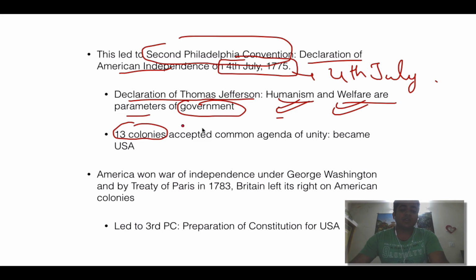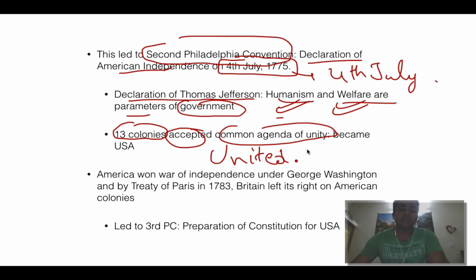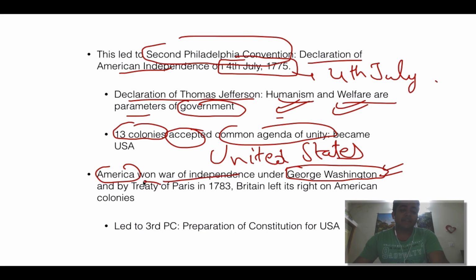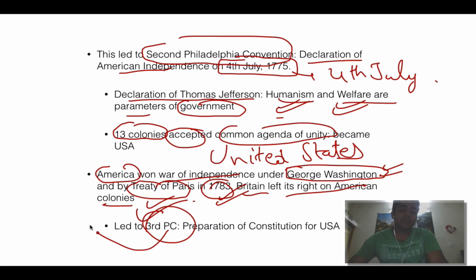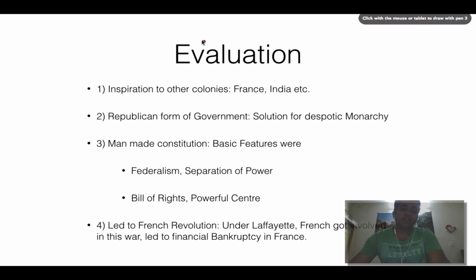So what happened? The 13 colonies accepted the common agenda of unity and became what is today known as the United States. Then America won the War of Independence, obviously under Sir George Washington, by the Treaty of Paris in 1783. Britain gave up its rights over the American colonies. So they actually became independent on this date. This led to the Third Philadelphia Convention. PC means Philadelphia Convention. It led to the preparation of a constitution for those 13 colonies, which came to be known as the Constitution of USA.